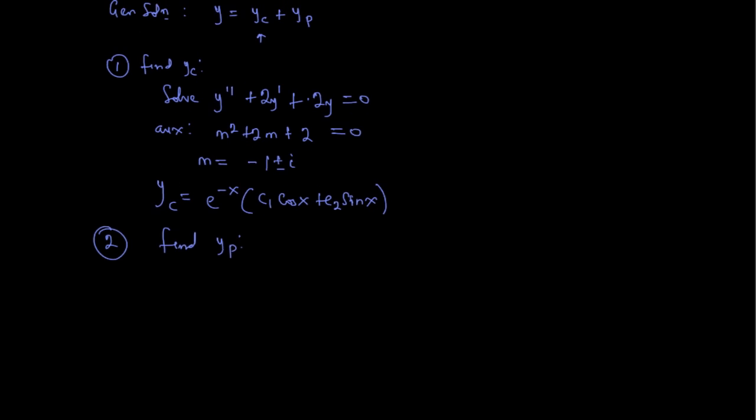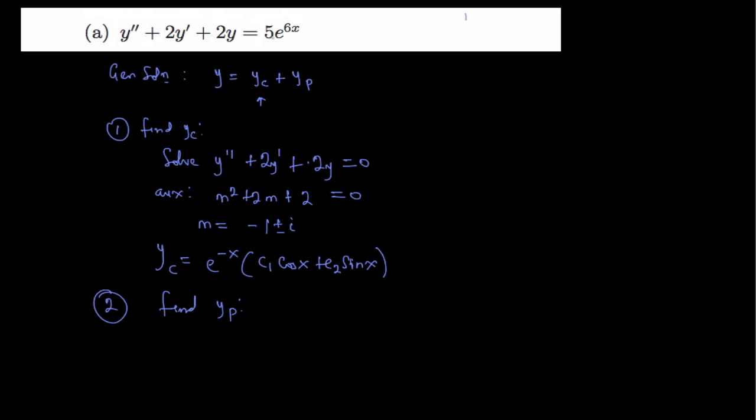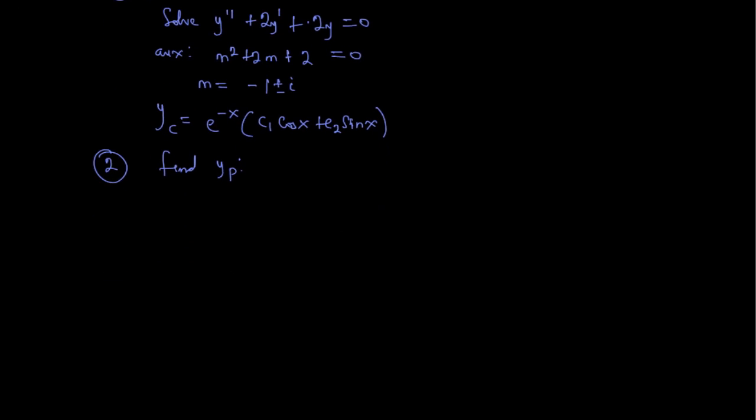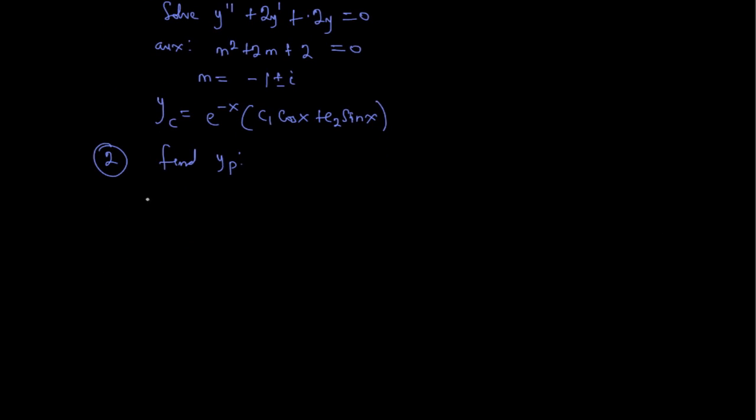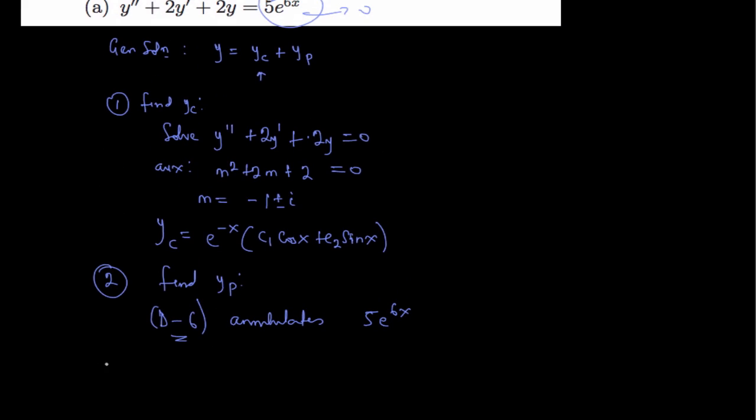Now how then do you find yp? Using the annihilator approach, we need an operator that is going to set the right hand side to 0. So what operator is going to set this to 0? That's the thing we want to find. Based on the previous videos we've done so far, we know that D minus 6 annihilates 5e to the power 6x. So since D minus 6 annihilates 5e to the power 6x, I'm going to apply this operator on the differential equation that we're given.